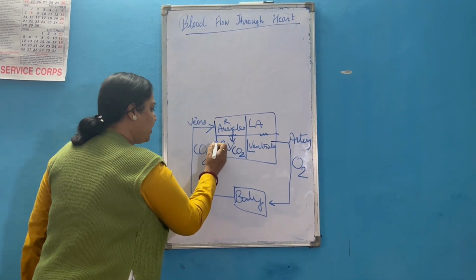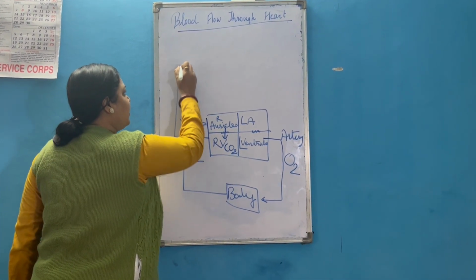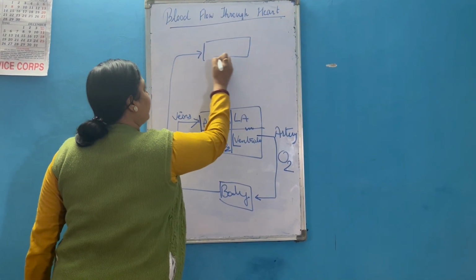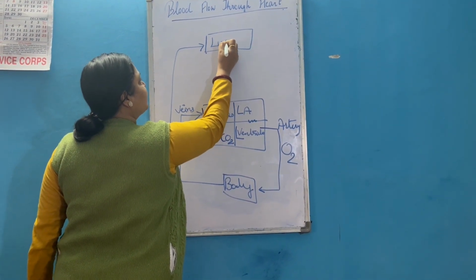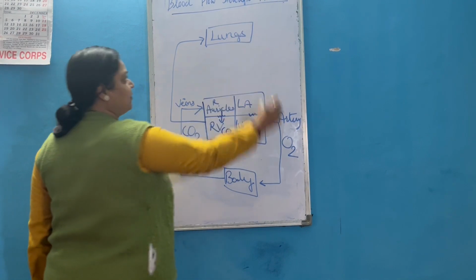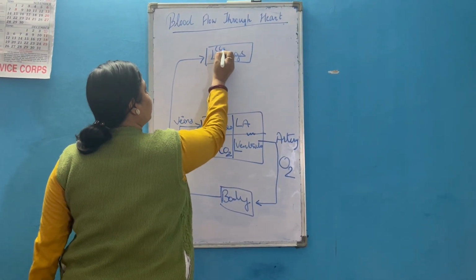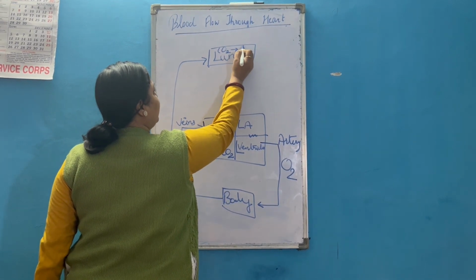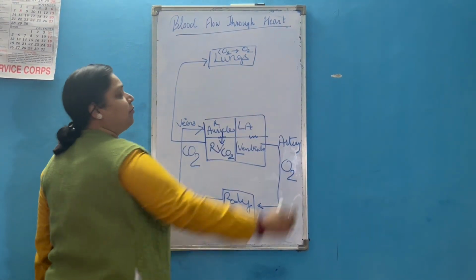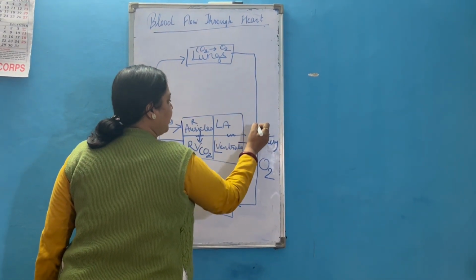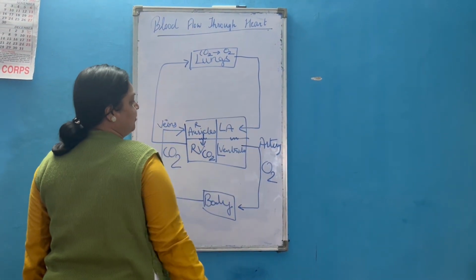From this right ventricle, the blood goes to the organ which is part of the respiratory system, that is the lungs, where the exchange of gases occurs, that is CO2 is taken out and oxygen is given to the blood. Now the blood vessel brings it back to the heart, to the left auricle.